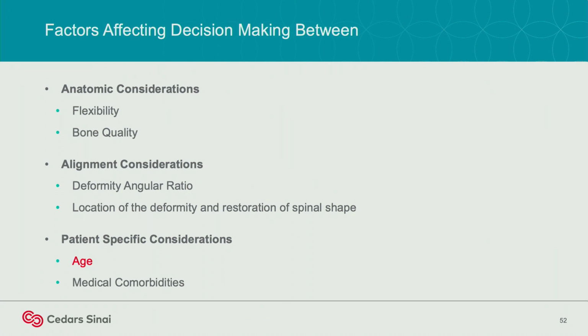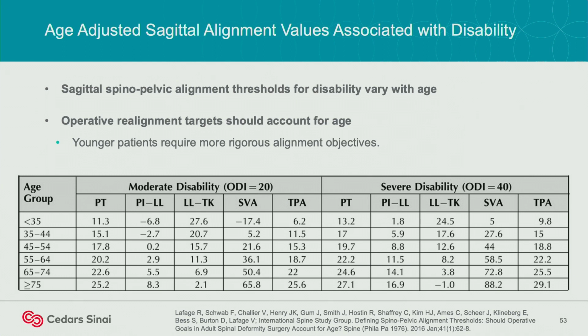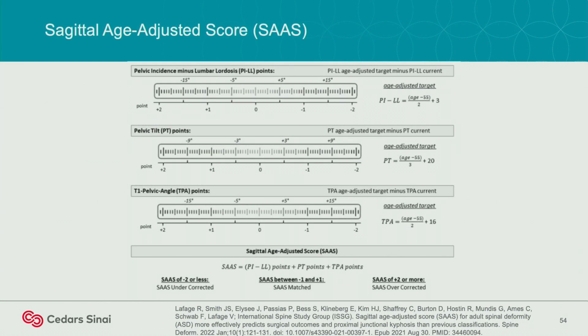And so finally, piggybacking on that idea is the patient-specific considerations, which Dr. Shaffrey just gave a great talk on as well. And I think the age is probably one of the more important factors in terms of how much total correction we want to get. We know that the thresholds for association with disability change with age, right? And so our targets for deformity correction should also be changing as well.